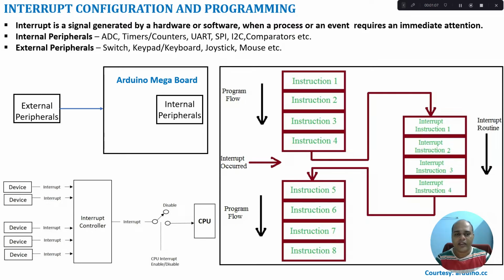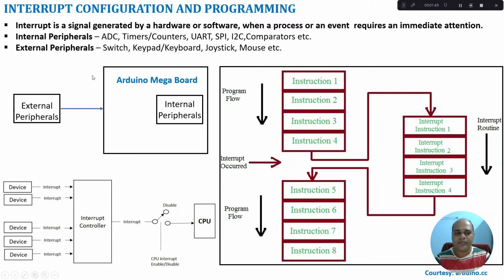In the same way, we can also connect some peripherals outside of your ATmega2560 microcontroller, which can be something like a switch, keypad, keyboard, joystick, or a mouse. So these internal or external peripherals can generate an interrupt. In the same way, hardware and software can also generate an interrupt. Something like a divide by zero can generate an interrupt. Something like an illegal opcode can generate an interrupt. Software based interrupts are called exceptions, and exceptions can also be serviced by the CPU.